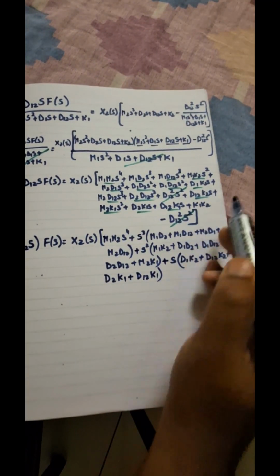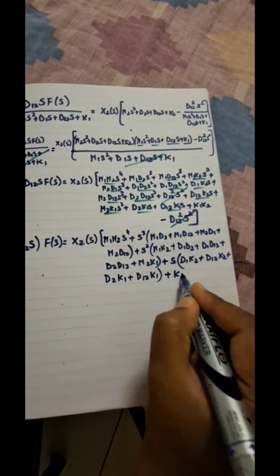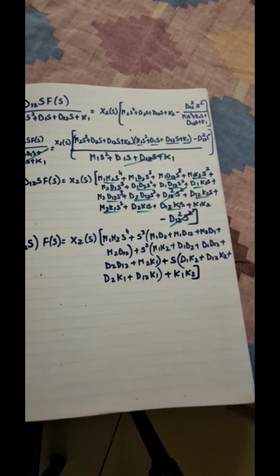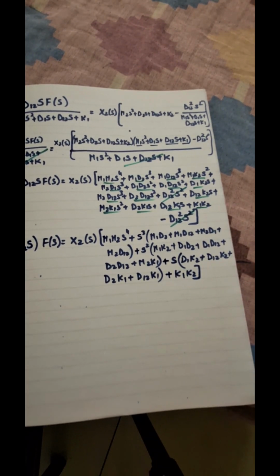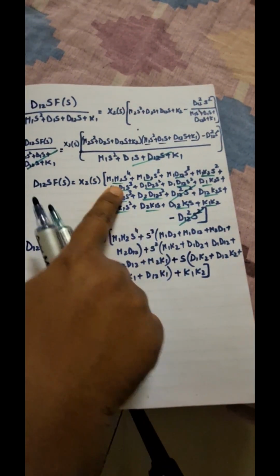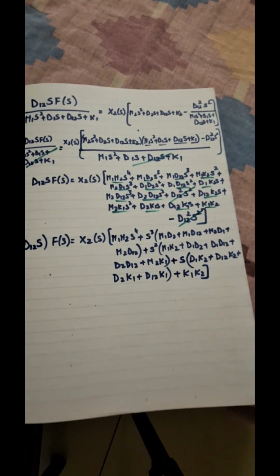So what else is remaining? Plus K1 K2, done. So like that, always take two pens. If you are using a blue pen, take a black pen for this helping. If you are using a black pen, use a blue pen. So this can help you not to make any mistake.